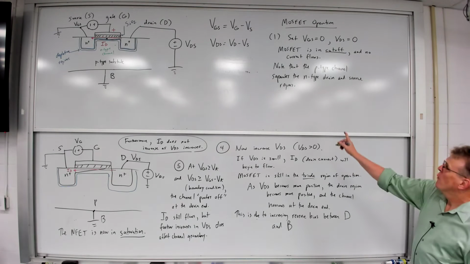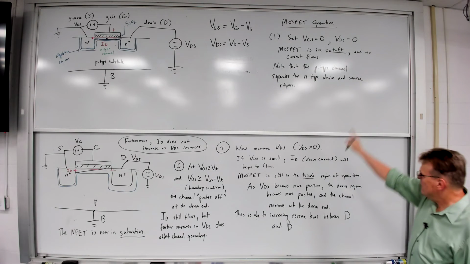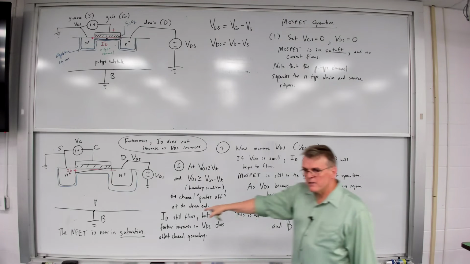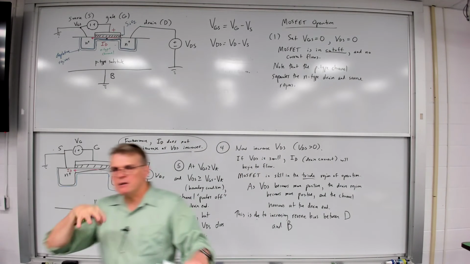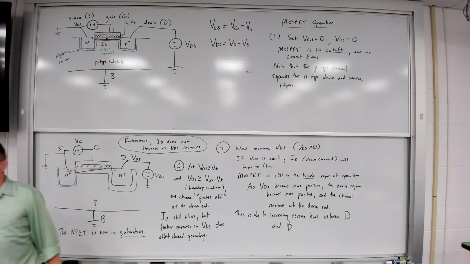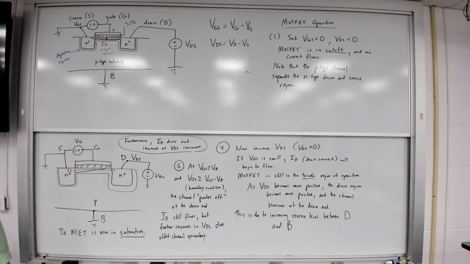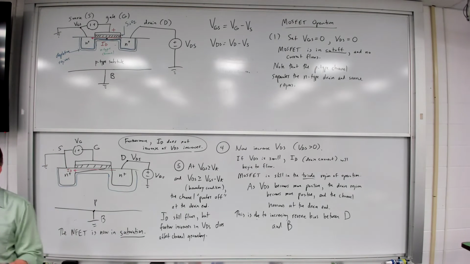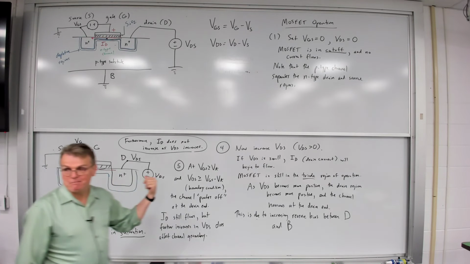Okay. We note cutoff, triode or ohmic, and saturation. There are three different regions of operation that this NFET can operate in. And guess what? We're going to have to be able to distinguish between those three regions whenever we are deciding how to determine the bias of a circuit that has this transistor inside of it.